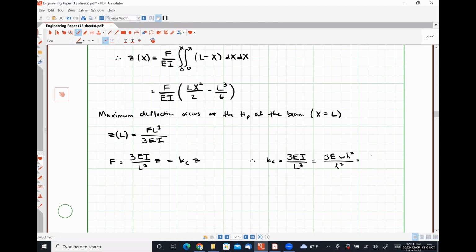Another way to think about this would be 3EA times the height squared over the length cubed. Are we okay with that, where the cross-sectional area is the width times the height of the beam? So we can see effectively that long beams make soft springs, but there is a relationship that's associated with the height as well.